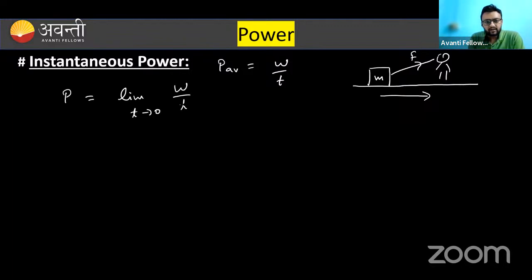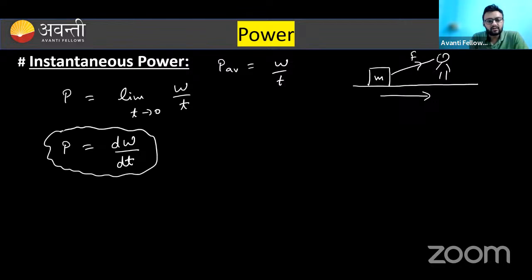W over t. As t approaches 0, you have learned this concept in, I hope, instantaneous velocity and instantaneous acceleration, where you have studied that. So P instantaneous will become dW over dt. P instantaneous is what? dW over dt. Now again, we can simplify it.